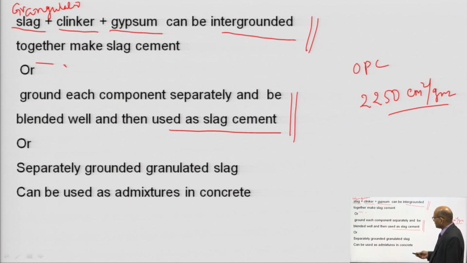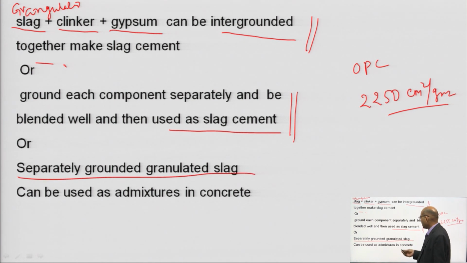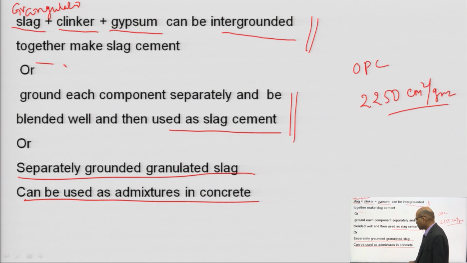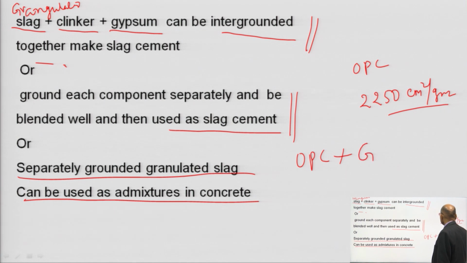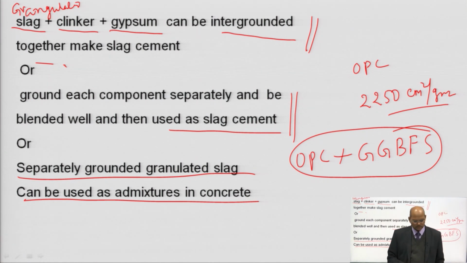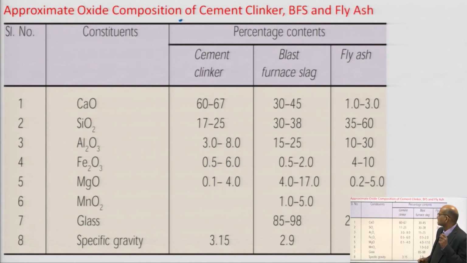Another condition is you grind granulated slag separately and use it at the time of mixing. So, you take the OPC separately and the GGBS, granulated ground blast furnace slag, separately, in some permitted percentage, and you can grind. So, 3 possibilities are there. Okay. So, you can use it in 3 ways.